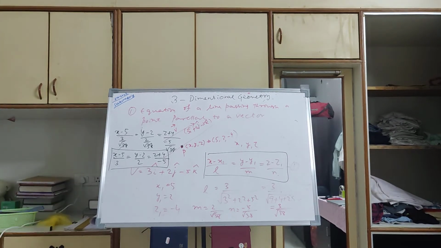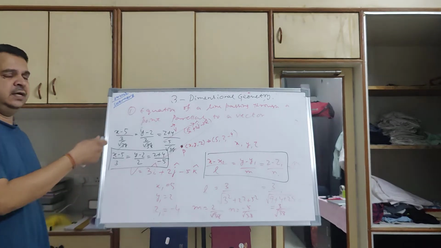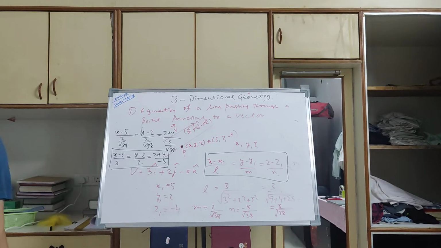Now another one is knowing 1 point and when it is parallel to another line, also you can write the equation of a line. So this is another way of writing the equation of a line. Okay. So let us go to the next point.